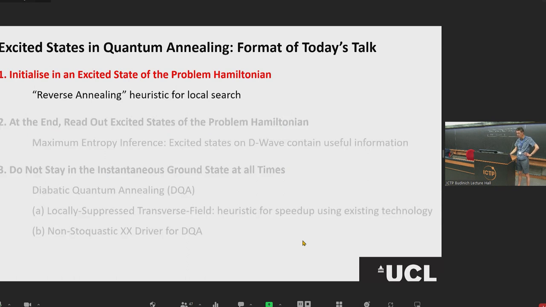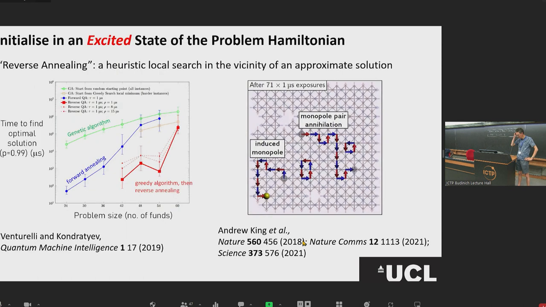Okay, so first of all, reverse annealing, which is all about initializing in an excited state of the problem Hamiltonian. I have very little to say about this other than to include it for completeness, I guess. There's been in the last few years a number of quite impressive demonstrations of how you might use reverse annealing on the left-hand side for computational problems.